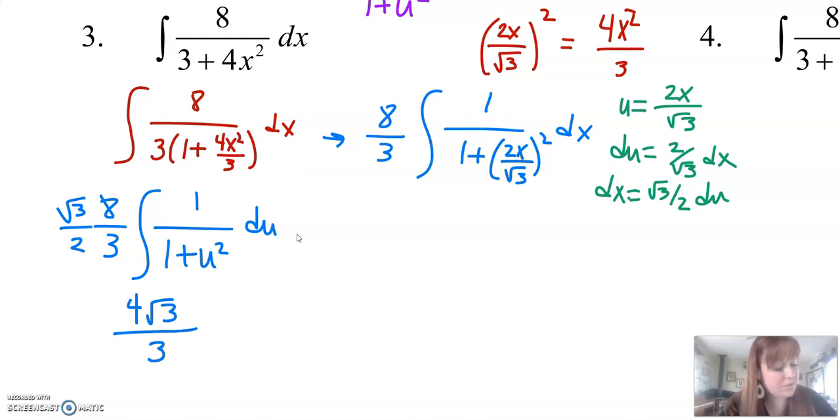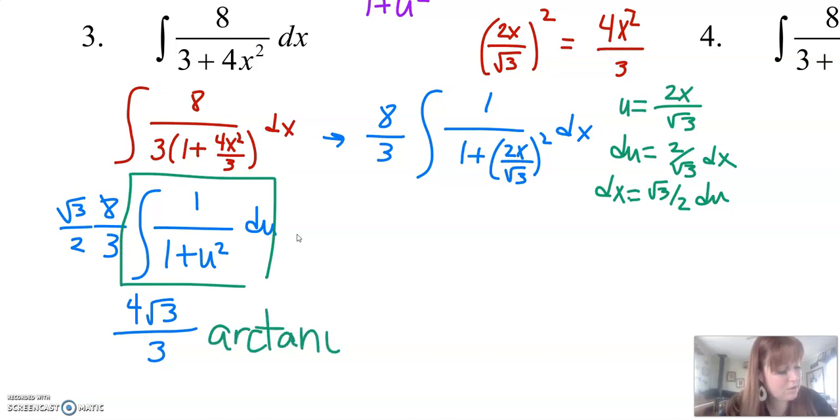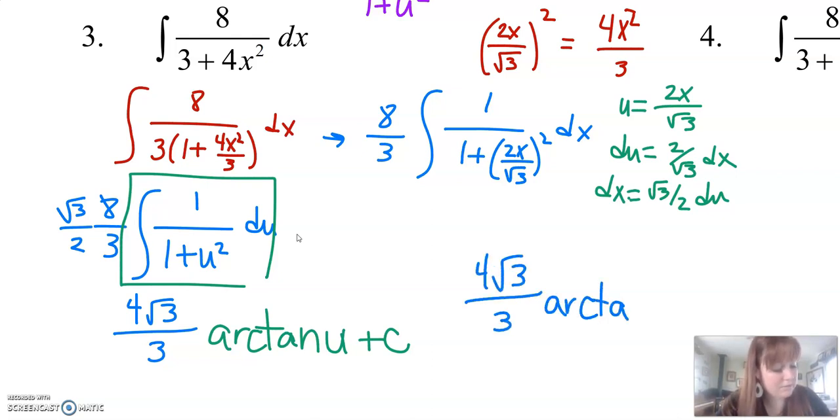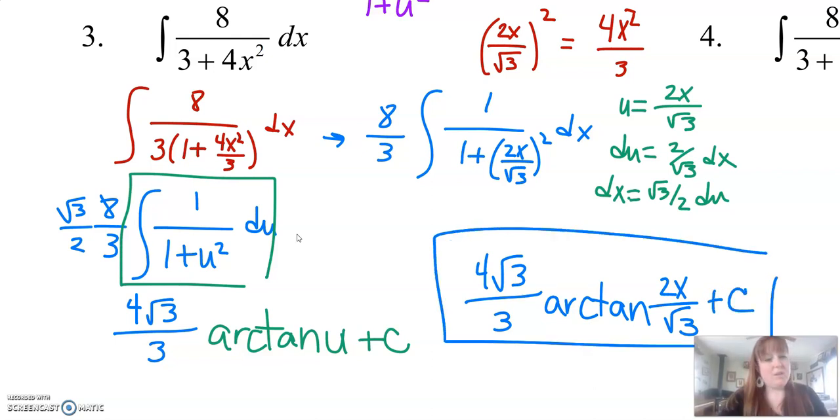And what is the integral of this? Well, it's arctan u plus c. And what is u? Well, u was 2x over root 3. So we end up with, our final answer is 4 root 3 over 3 arctan of 2x over root 3 plus c. Bam. That's not that hard, right?